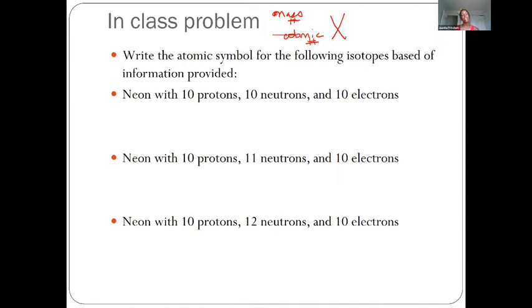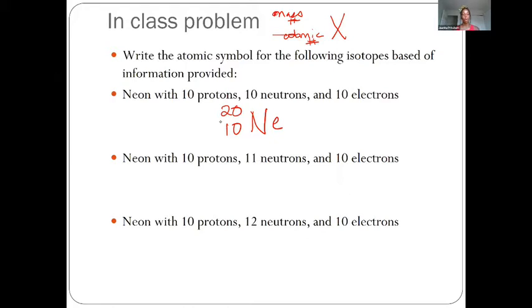So here it says neon has 10 protons, 10 neutrons, and 10 electrons. So we would put the symbol Ne. On the top would be 20, based off of 10 plus 10, so 20 as the mass number. On the bottom, we would have 10, based off of the protons being equal to the atomic number.